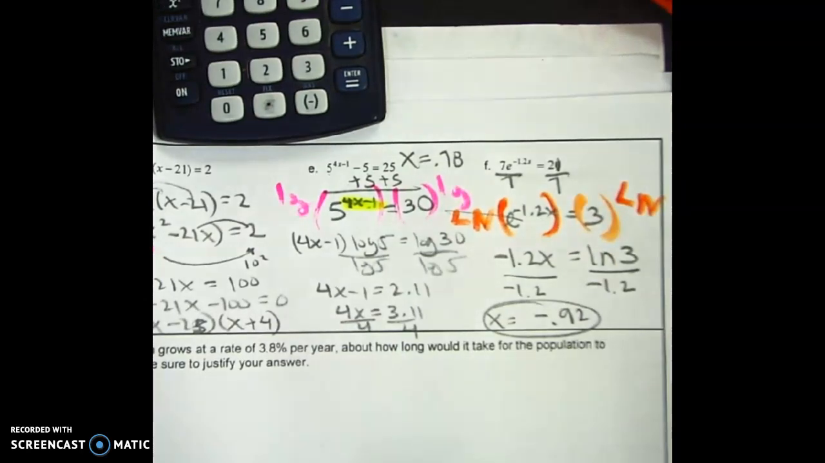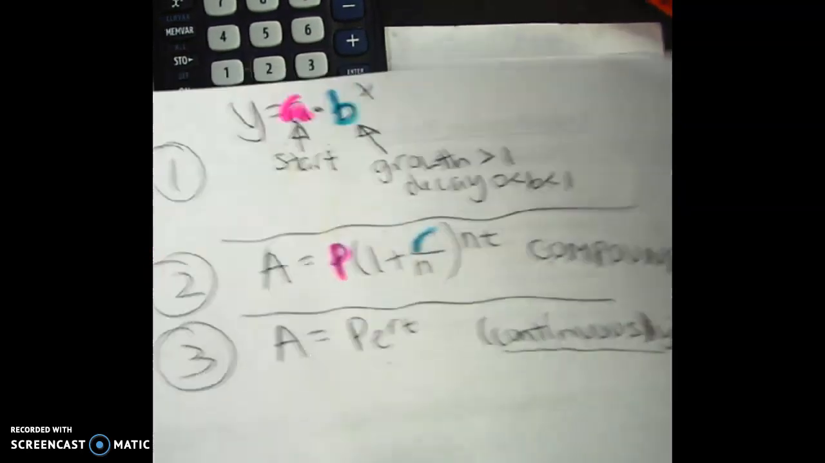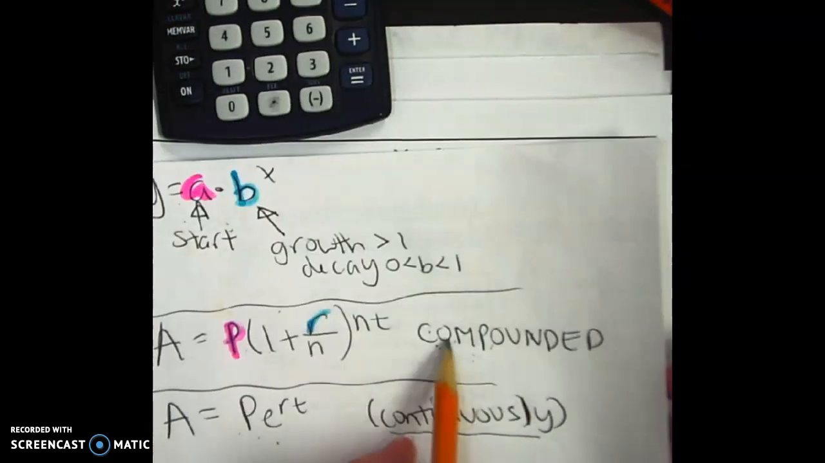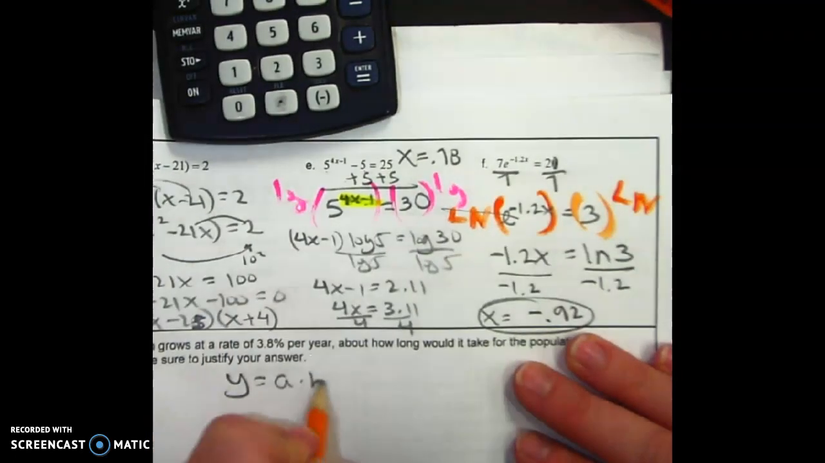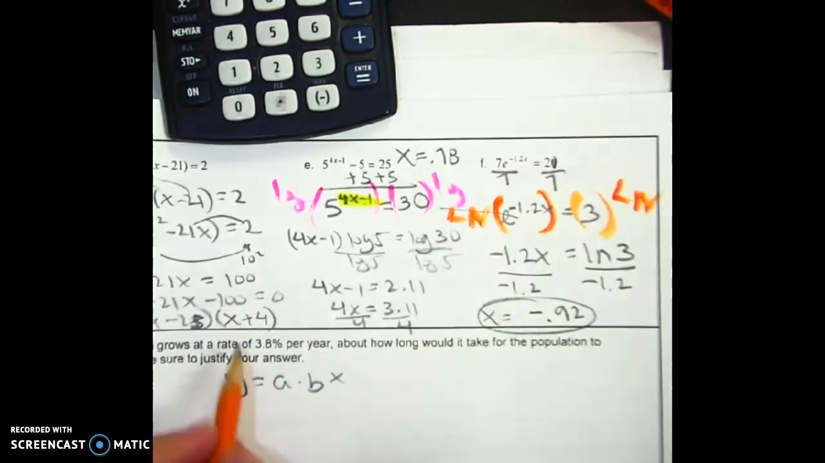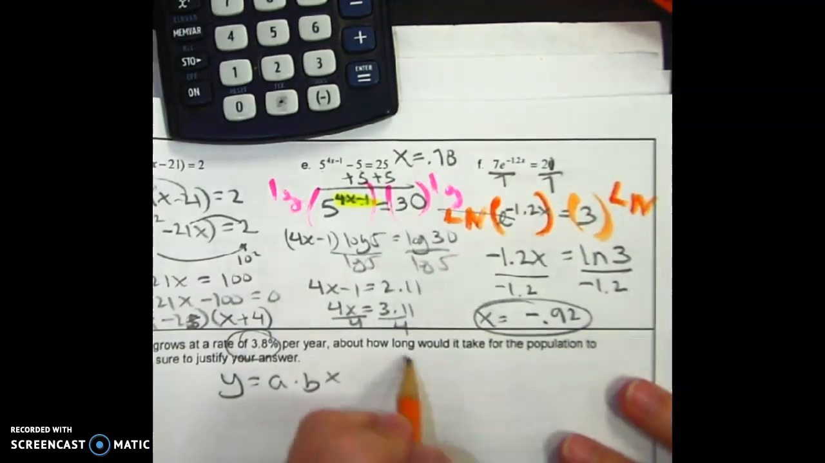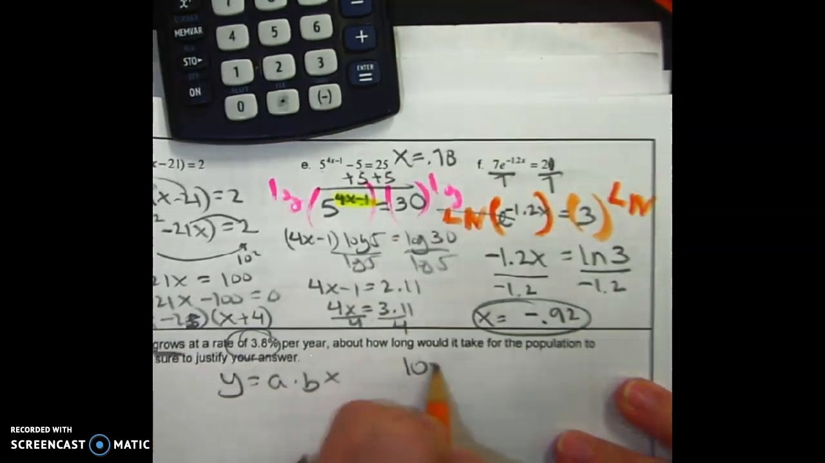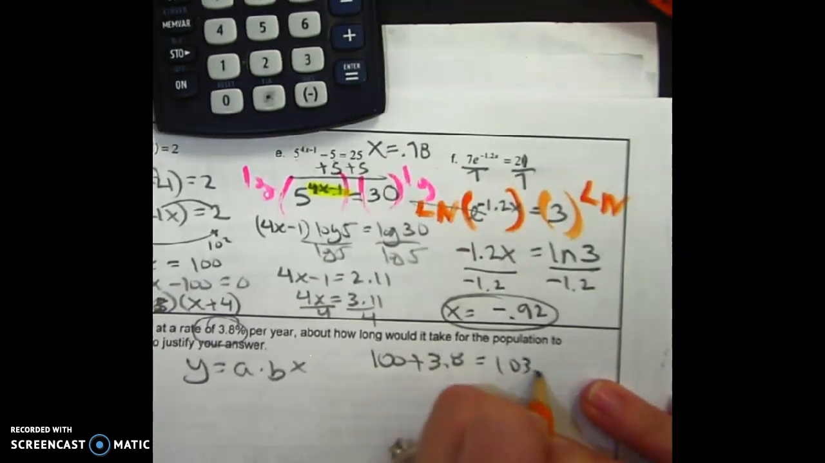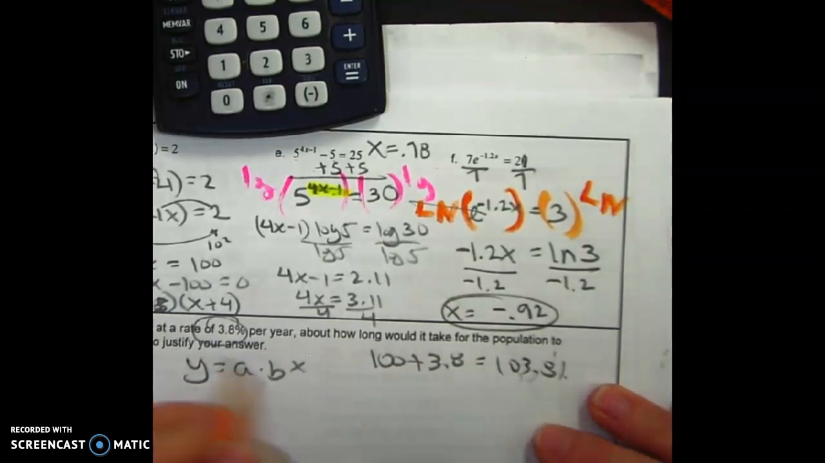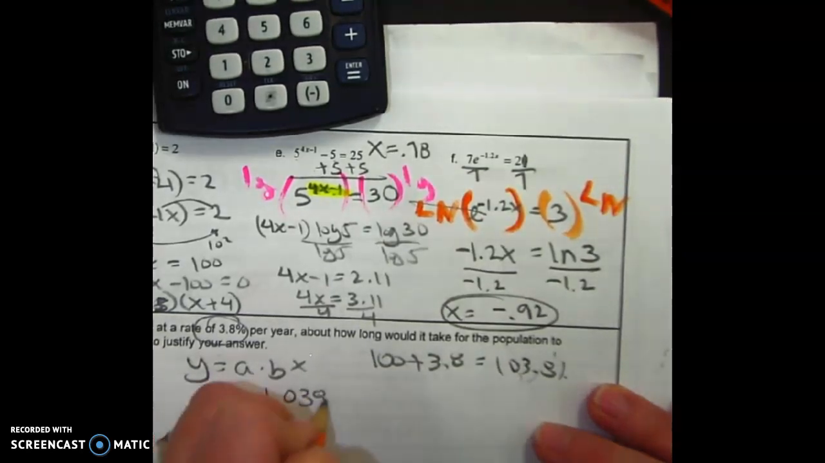All right, we got a word problem. Okay, what am I looking for? The word compounded? Nope, nope. That's the formula I'm using. All right, the rate is 3.8%, so it's growing. So 100 plus 3.8 is 103.8%, so that means that's 1.038.